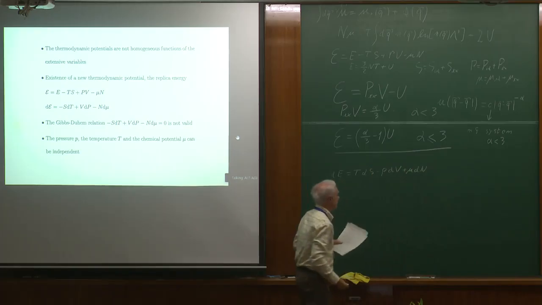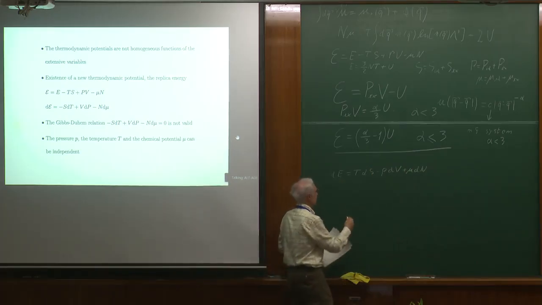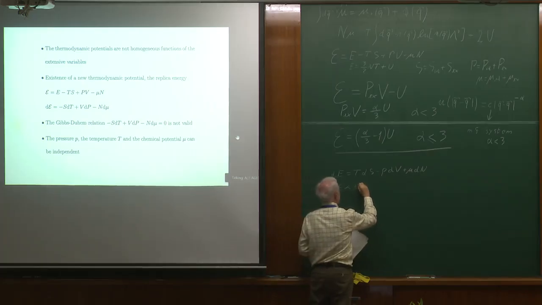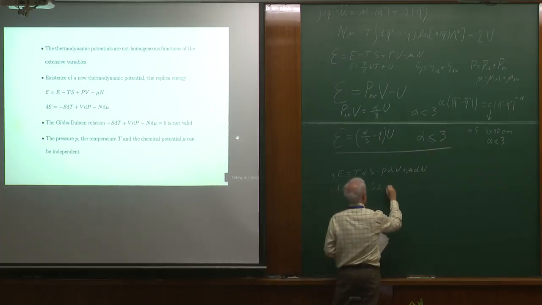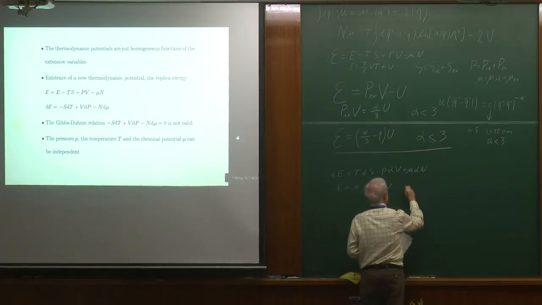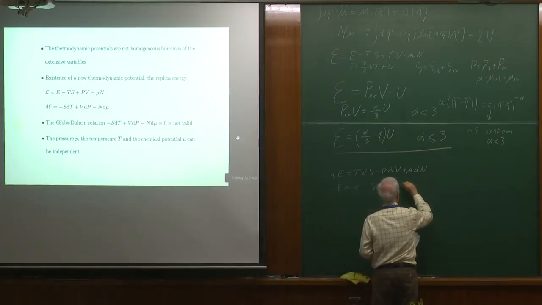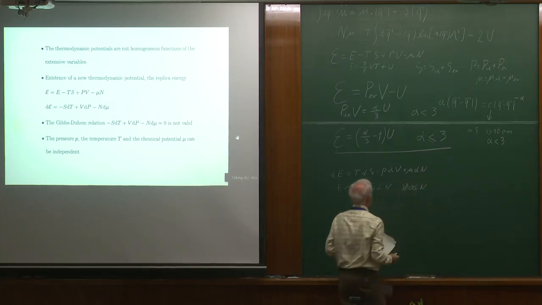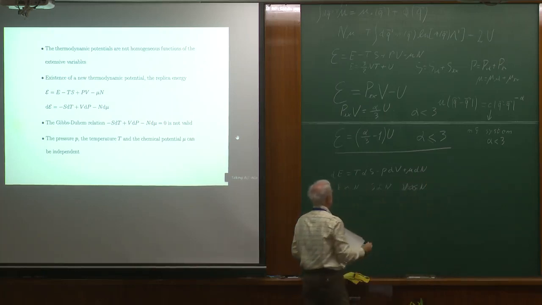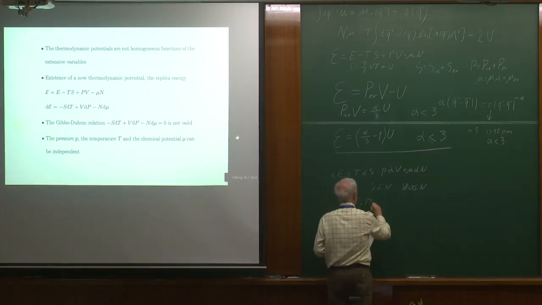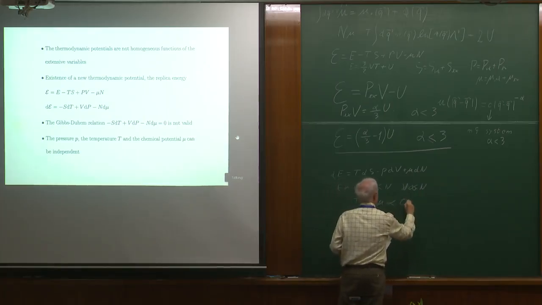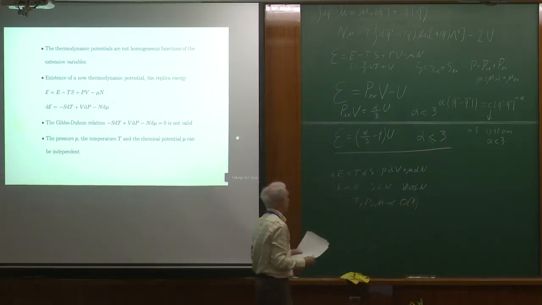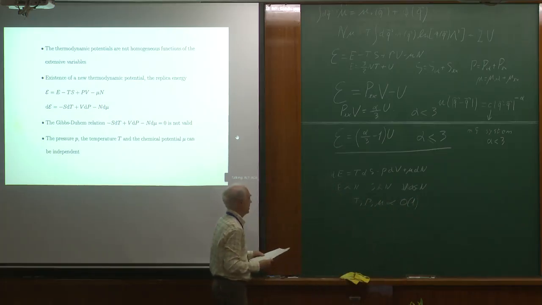Okay, so what we know is that for additive systems, the energy goes like n, the same for the entropy, the same for the volume, and the particle number n obviously, while T, P, mu are of order 1. And that's why they are called intensive. Now, what happens when we have long-range interaction?